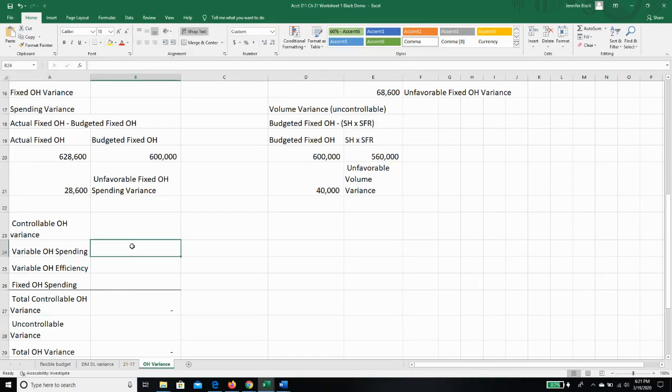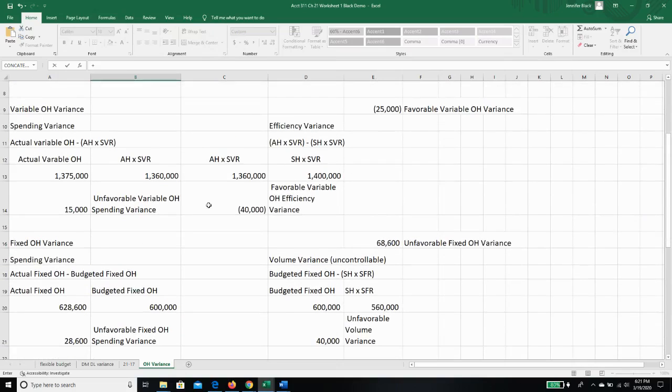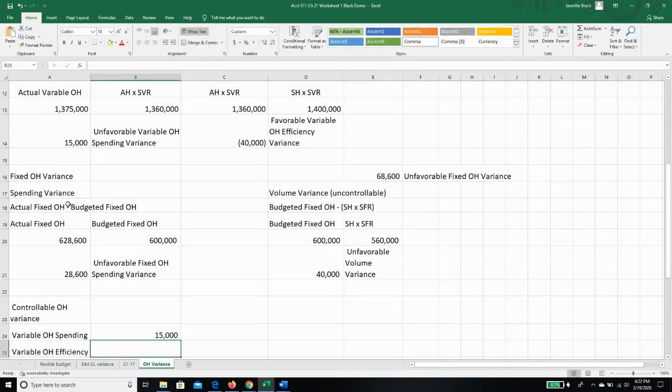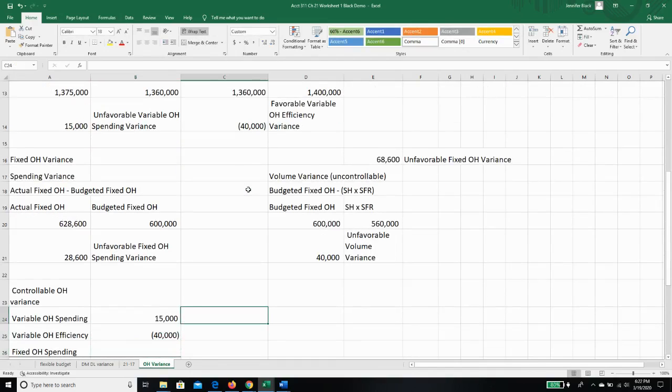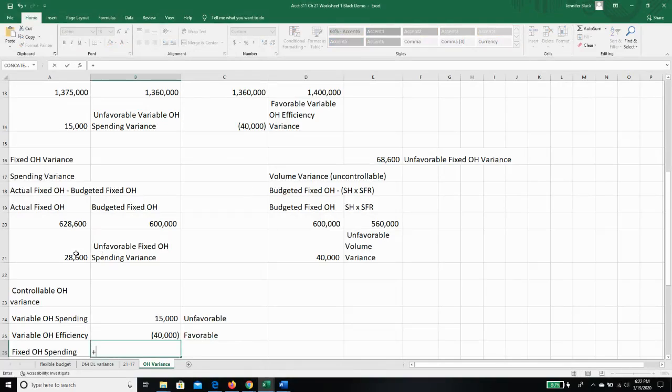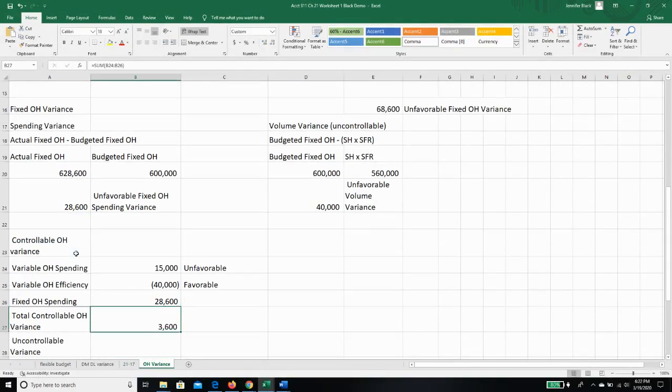All right, so my variable overhead spending variance was 1,500 unfavorable. My efficiency variance was 40,000 favorable. Let's put this up here. Always want to mark these as favorable and unfavorable. My fixed overhead spending was 28,600, and that was unfavorable.